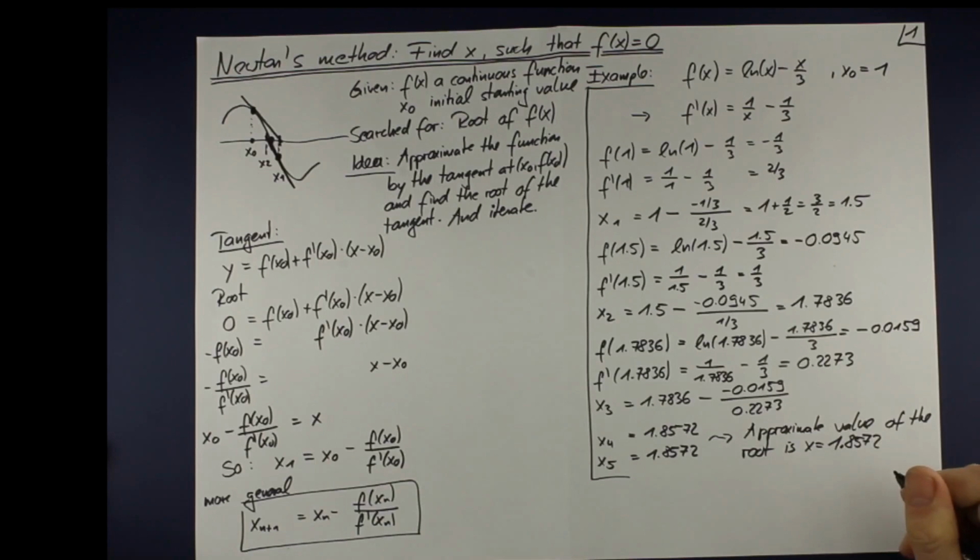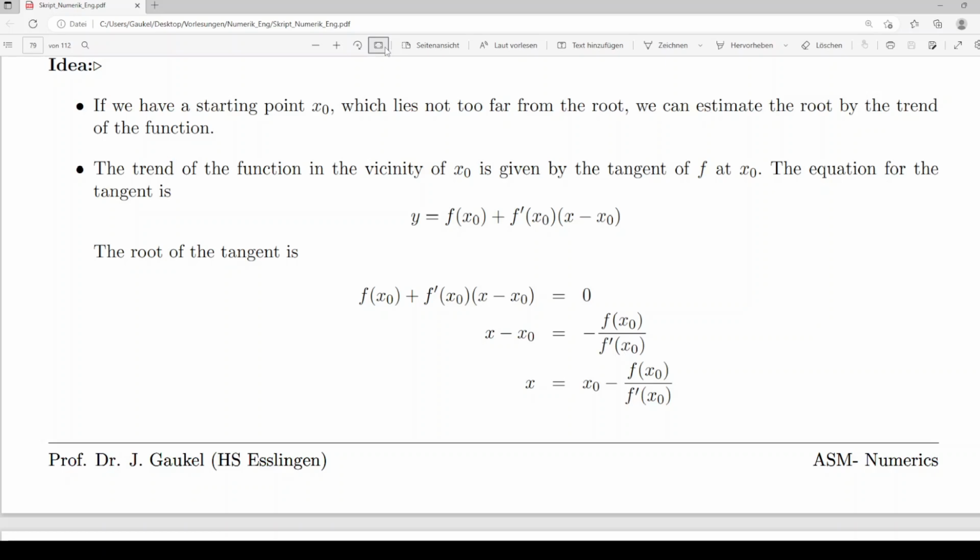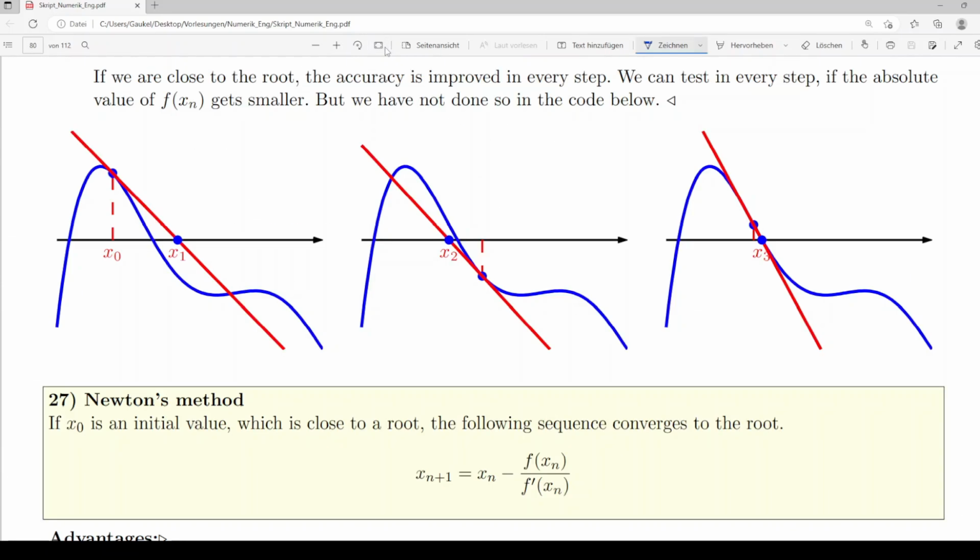Okay, I want to show you electronically also one more example. Let's have a look in my script. Newton's method here that we did on paper also. And here also graphics. If this is the initial starting value, then this is x1. This x1, function value, tangent, root of the tangent. This is x2, x2 function value, tangent, root of the tangent. And here we see after 3 steps, we are very close to the desired root.